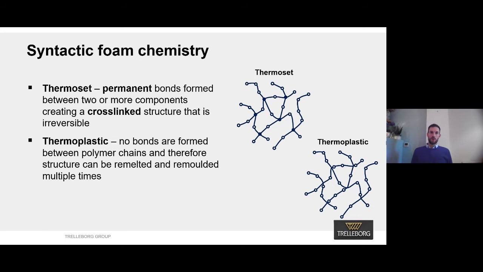A thermoset polymer is a polymer in which you have two or more components and they're reacted together and create permanent bonds. The creation of these permanent bonds means that the process is irreversible and those bonds cannot be broken easily, and therefore you have a cross-linked matrix. A thermoplastic polymer does not involve any cross-linking, and therefore you have a polymer backbone which can simply be remelted and remolded multiple times.